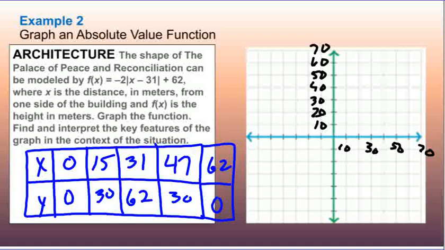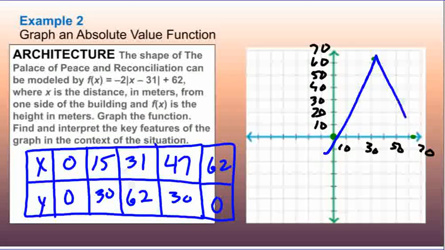But now if I were to plot these, (0, 0), I would have 0 and 62. It could be here, or (62, 0). Then we have (31, 62). So (31, 62), that's roughly here. And typically I only need 3 points, and one has to be the vertex, which I do have there. So now I'm just going to draw my line now. That's what my graph will look like.